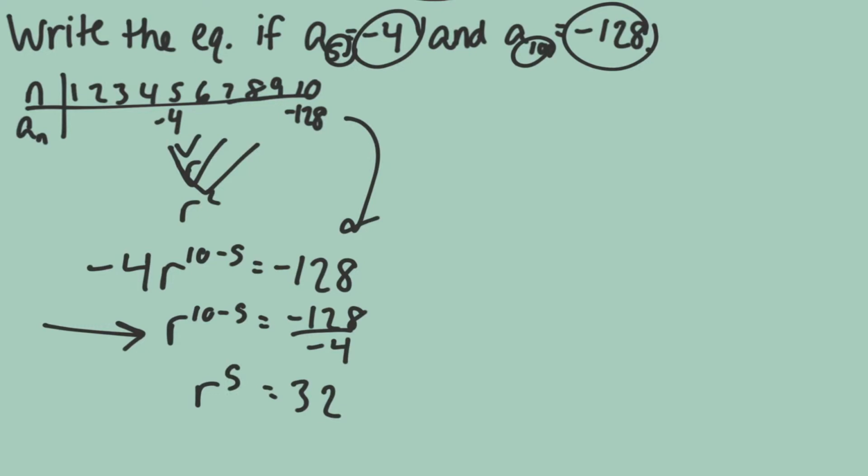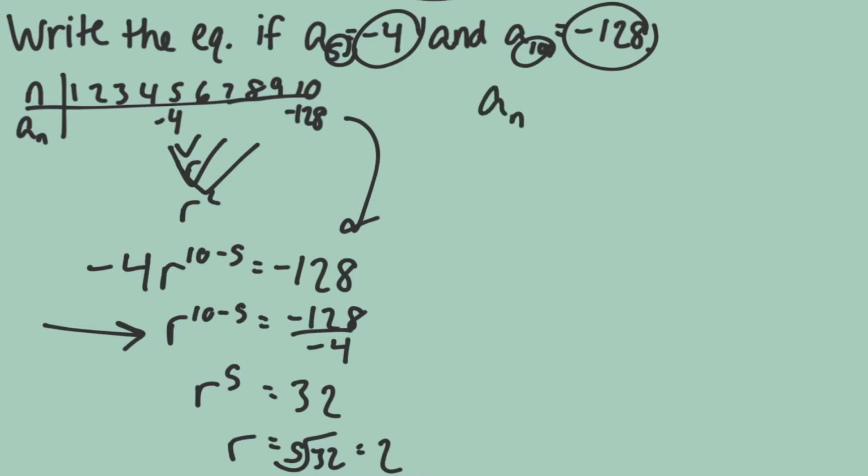To get r by itself, we can fifth root both sides. We get r equals fifth root of 32, which equals 2. If you remember how we would solve for this type of problem when we were given an arithmetic sequence, we would first solve for the common difference. And in this case, we solved for the common ratio. And then the next thing we would do is solve for the first term or the 0th term, depending on what general formula you were using. So that's what we're going to do here.